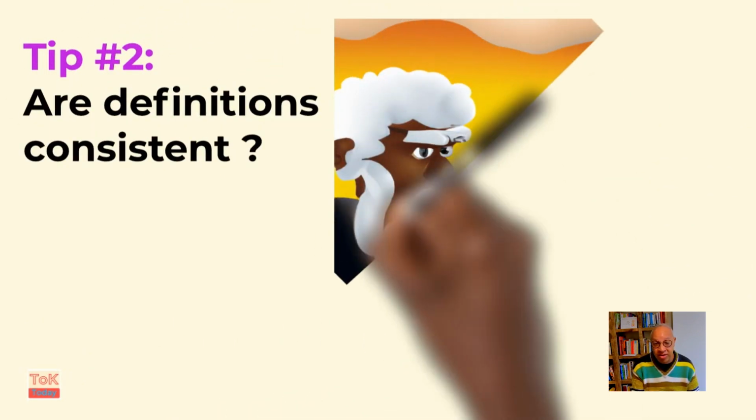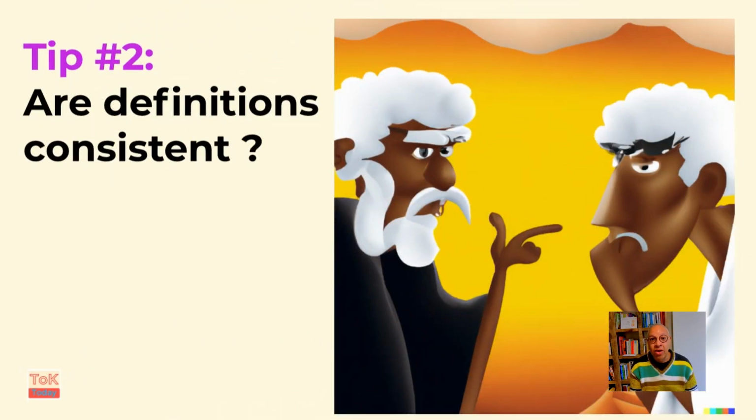The second thing to look for is, are the definitions of concepts and key terms, or the explanations of concepts and key terms, consistent throughout the essay? Now, most students realise that the definition of concepts and terms is key to being able to write the ToK essay. However, students will often change their definitions or even forget about them during the writing of the essay.